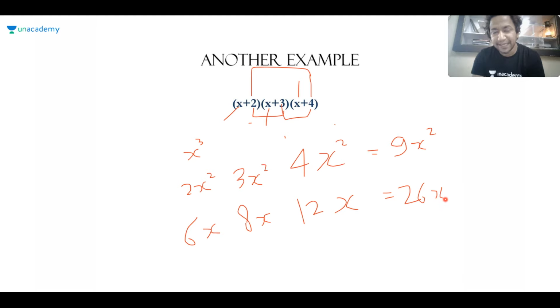Now we are at the end step of our goal, and that is choosing no variables at all and all the constants. So the constants are 2, 3, and 4. 2 multiplied by 3 multiplied by 4 will be 24.